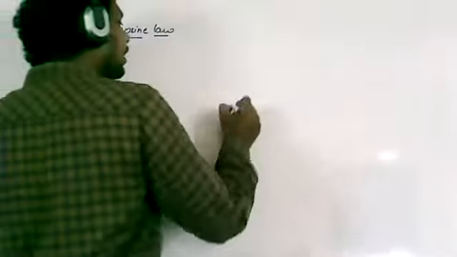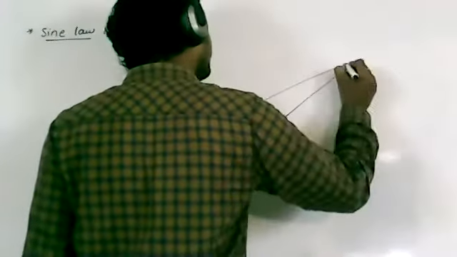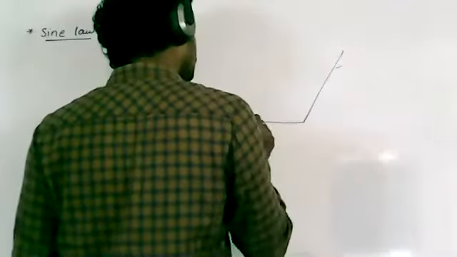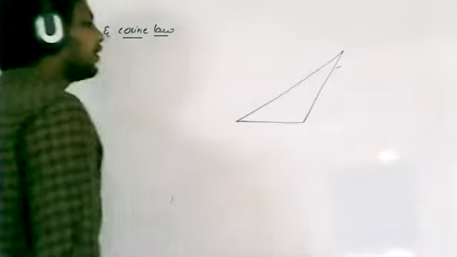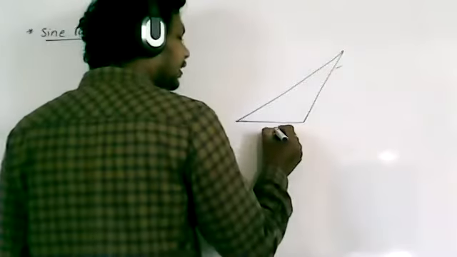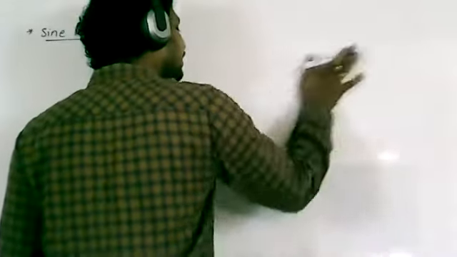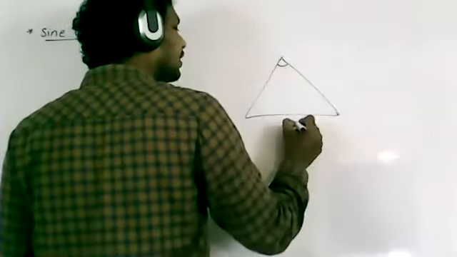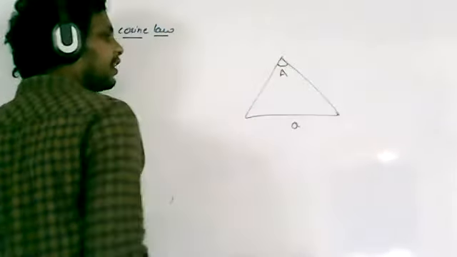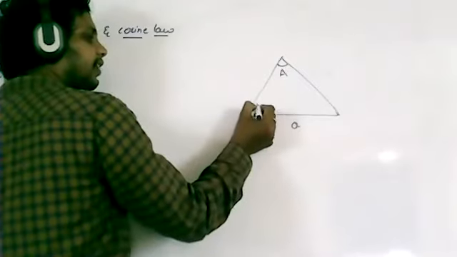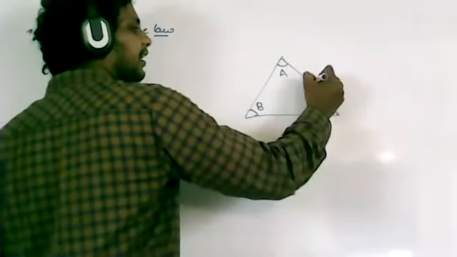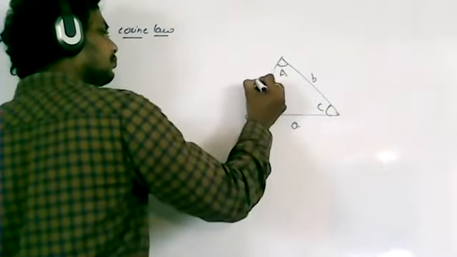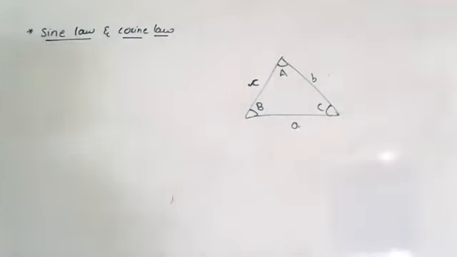For example, I'll take this as a triangle, any triangle, no problem. I'll take this side as small a, and opposite to this side is angle capital A. I'll take this angle as capital B, and this side as small b. I'll take this side as small c, and this angle as capital C.